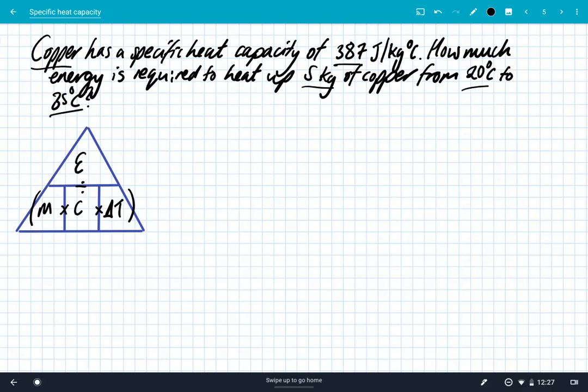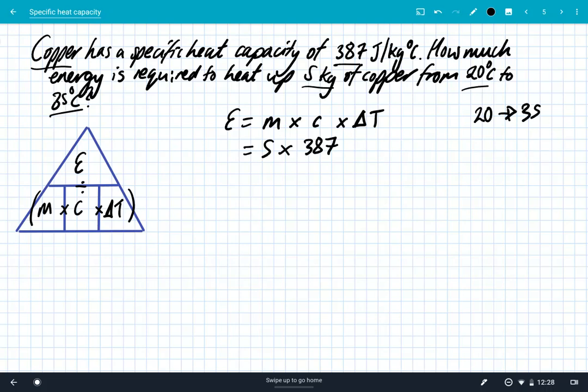So we're after energy. So I'm always going to start my equation: E is equal to M times C times delta T. So now we just have to put our values into this equation. The mass is 5 kilograms. The specific heat capacity of copper is 387. And the change in temperature: it's gone from 20 up to 35. So that's a change in temperature of 15 degrees Celsius.